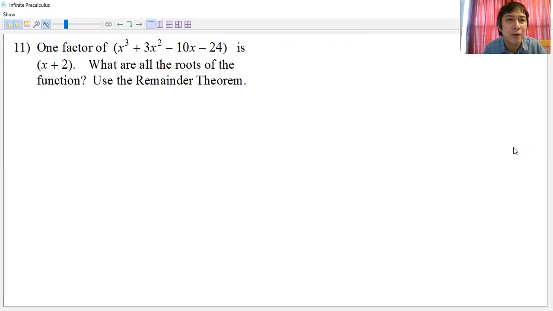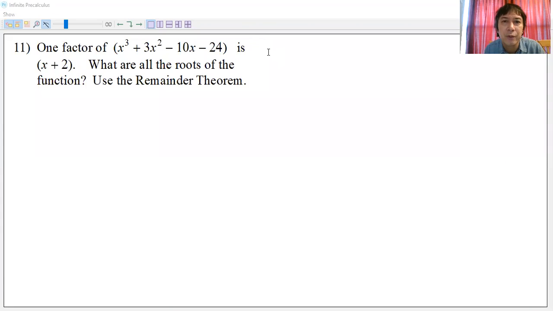One factor of x cubed plus 3x squared minus 10x minus 24 is x plus 2. What are all the roots of the function? Okay, we'll use the remainder theorem. All right, let's see what remainder we're going to get when we divide this. Okay, let's use synthetic division.